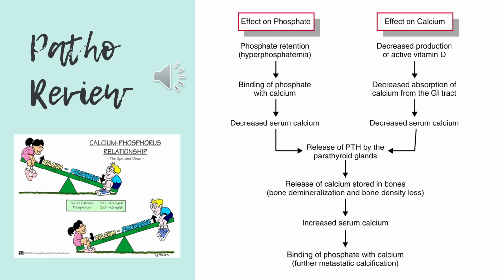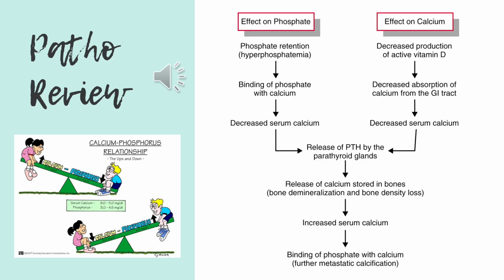The excess calcium that's released from the bones often binds with retained phosphate, which leads to metastatic calcification in soft tissues, including blood vessels and organs, which further complicates chronic kidney disease. As you can see, phosphate and calcium have this reciprocal relationship. If one is up, the other's down. If the other is up, then the first one's down.